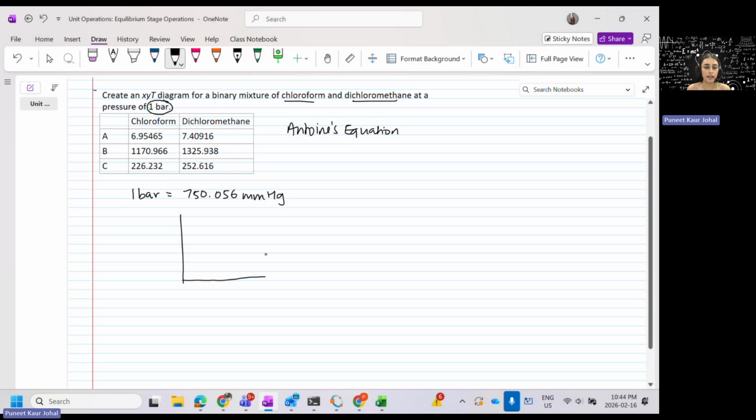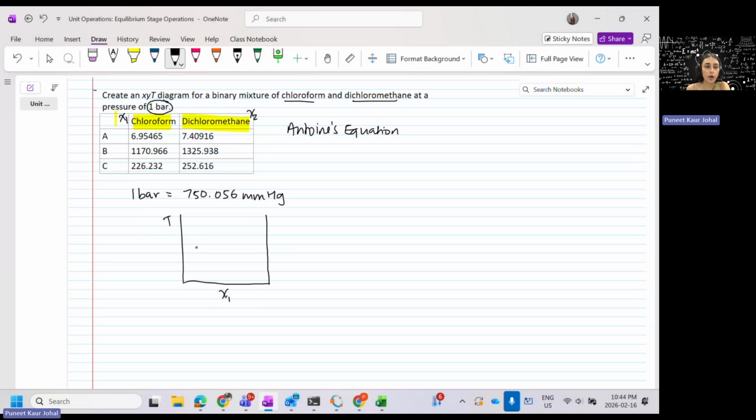So at the end, I'm looking for a plot with mole fraction of one of the components, let's say chloroform, on our x-axis. And then on the y-axis, we're hoping to have different values of T. I am taking my component 1 to be chloroform, and dichloromethane is the component 2. So this is x1, this is x2.